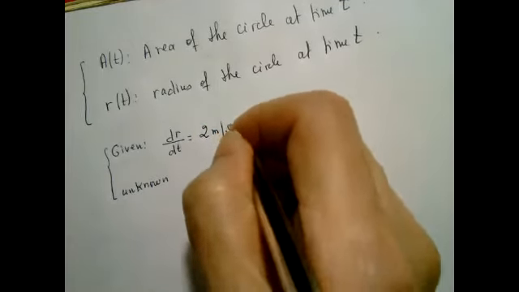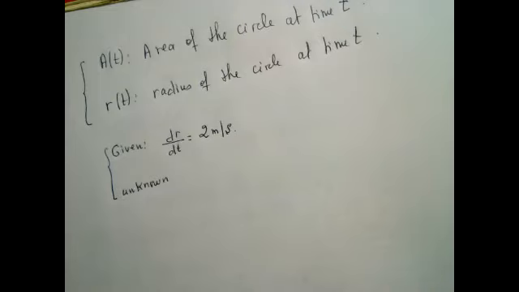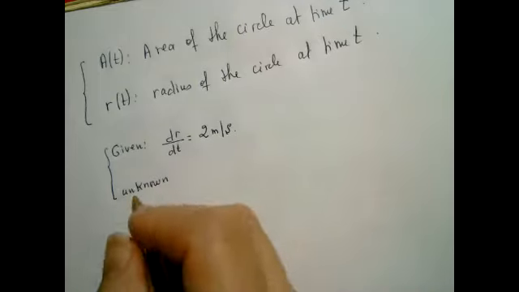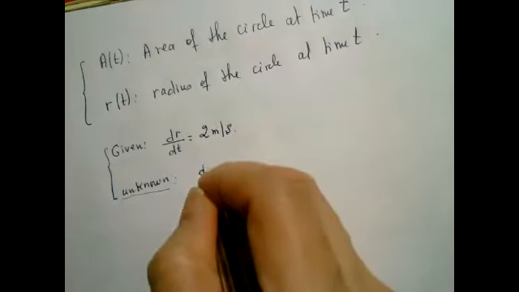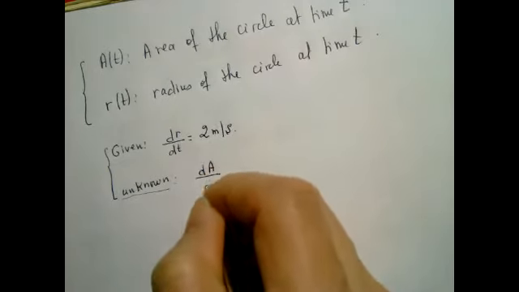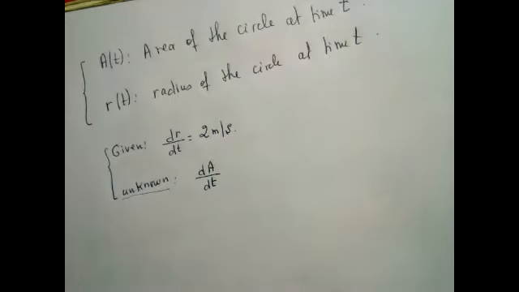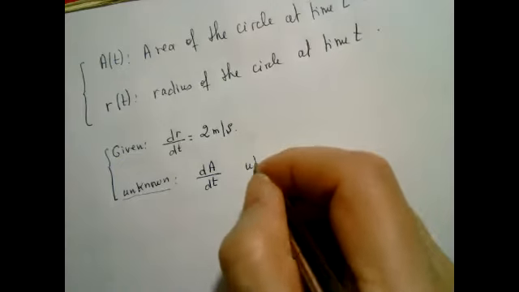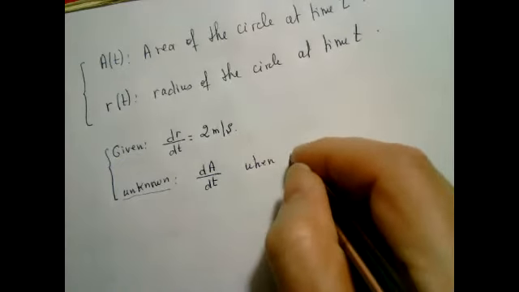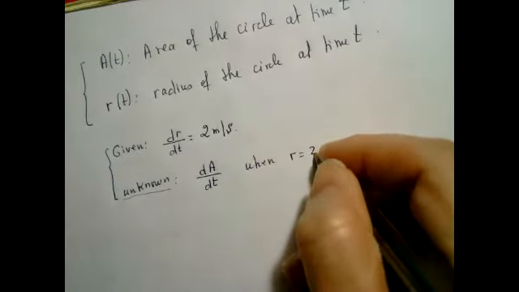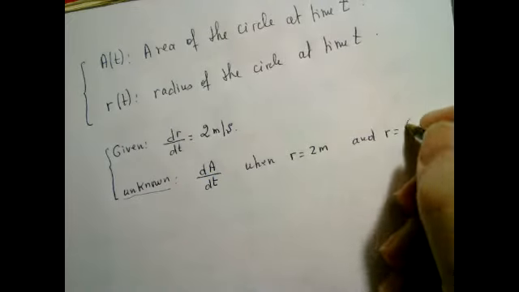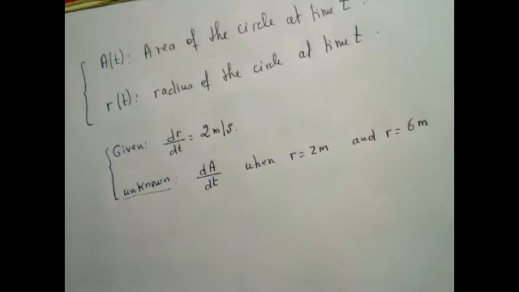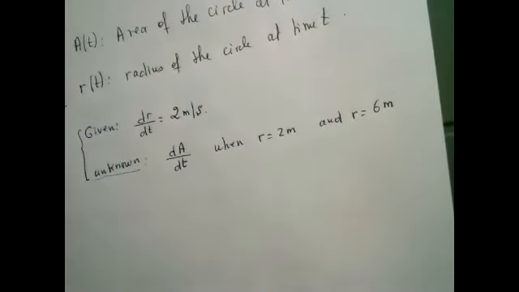That's what's really given to us. So I know how fast the radius is changing. What is the unknown? It means what is it we want? What they want me to know is how fast the area is changing. That's really what they want me to know. And they want me to know this for two values of r. It means when r hits 2 meters, and then when r hits 6 meters. Okay, so they want me to do that for different values of r, right?